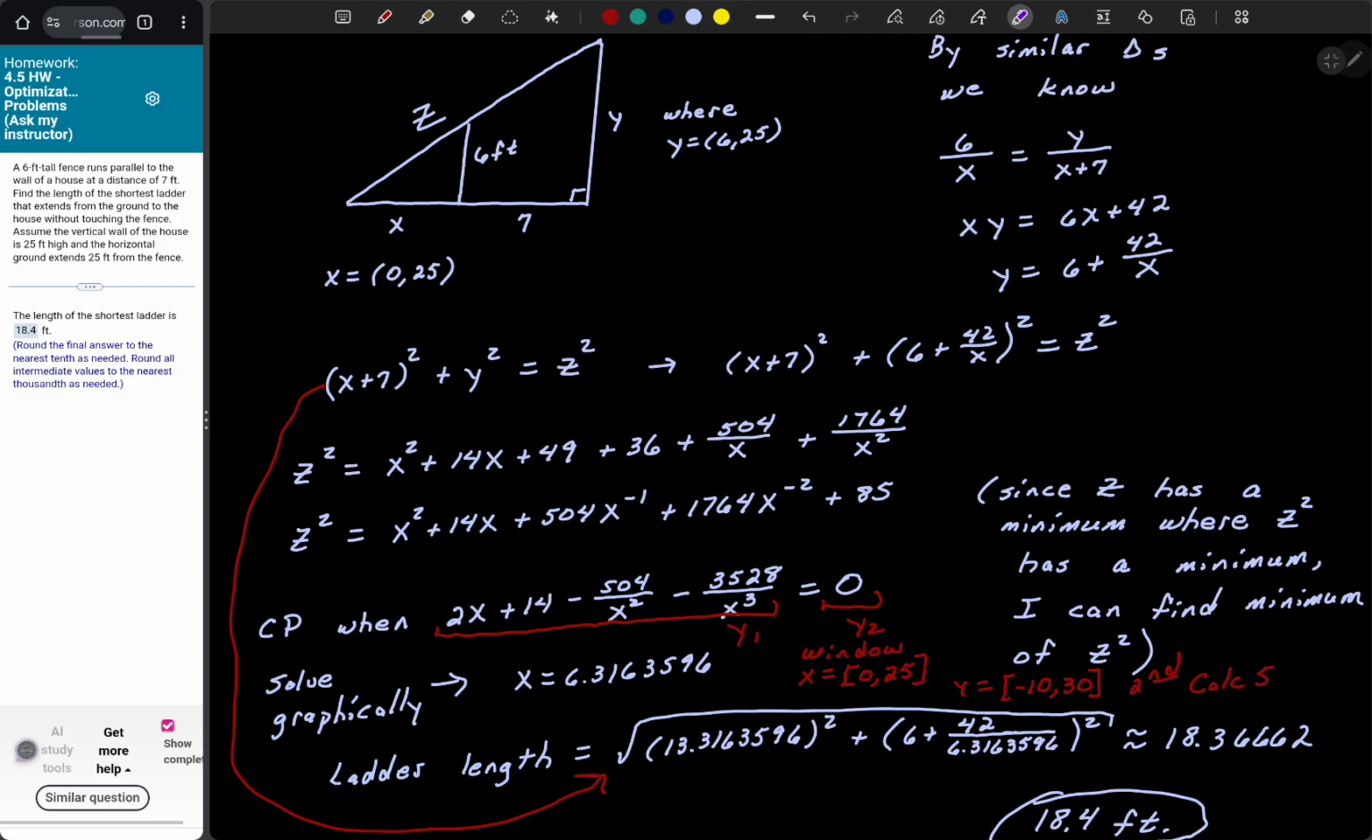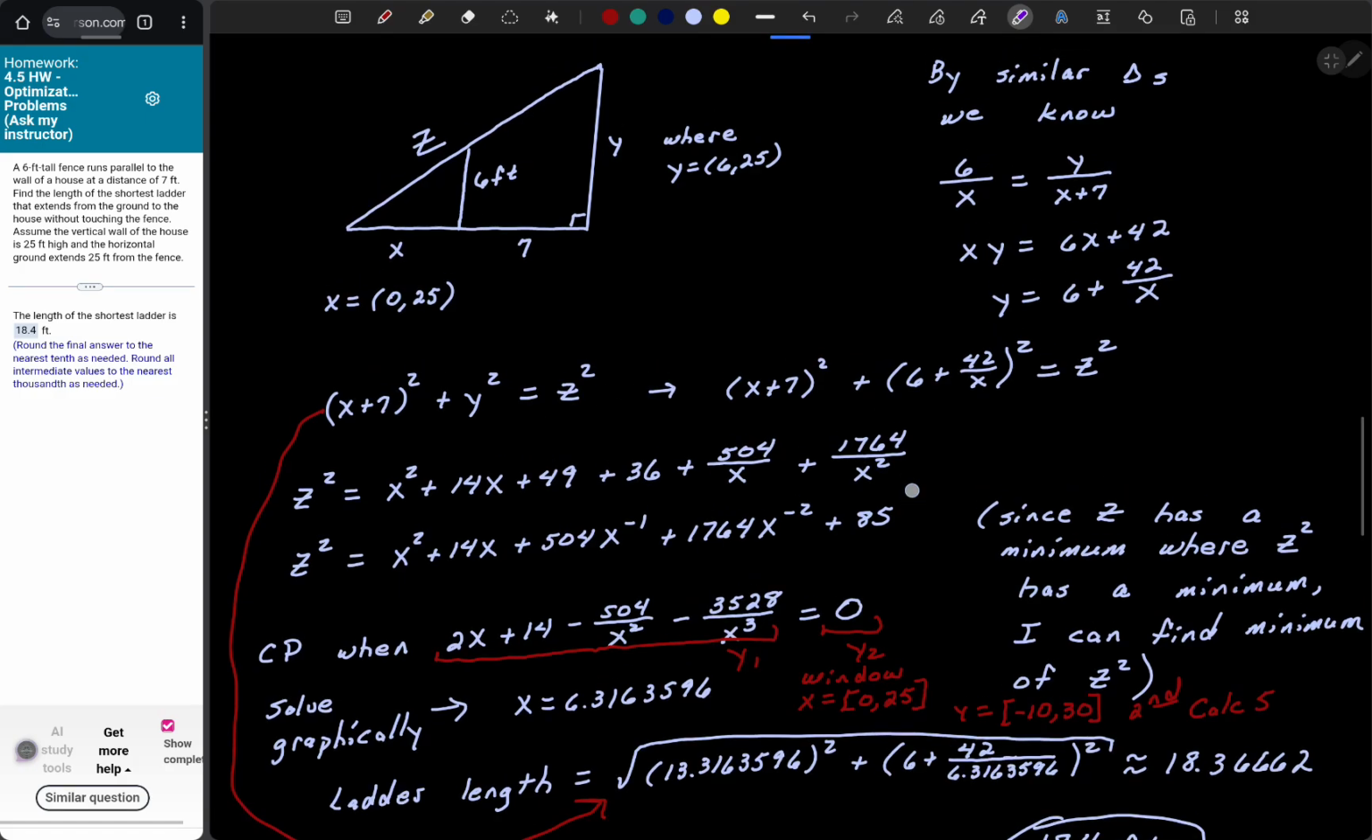Now, we know that the length of the ladder is going to be the hypotenuse of this triangle. So by the Pythagorean theorem, it's the square of the base, which is (x + 7) squared, plus the square of the height, y squared, which is equal to the square of the length we're looking for, which I'm calling z squared.